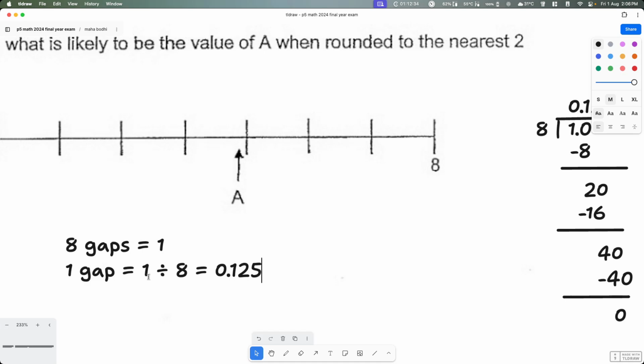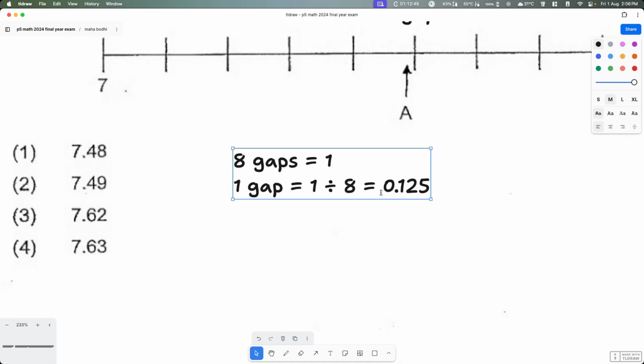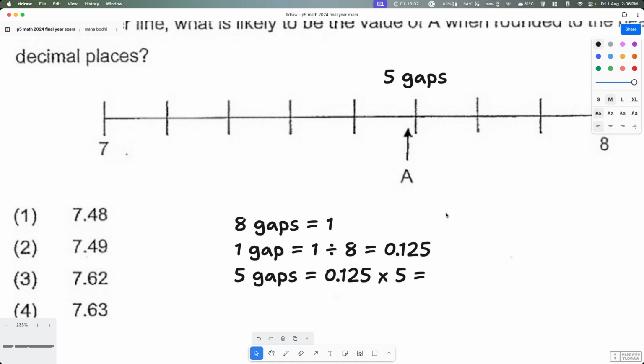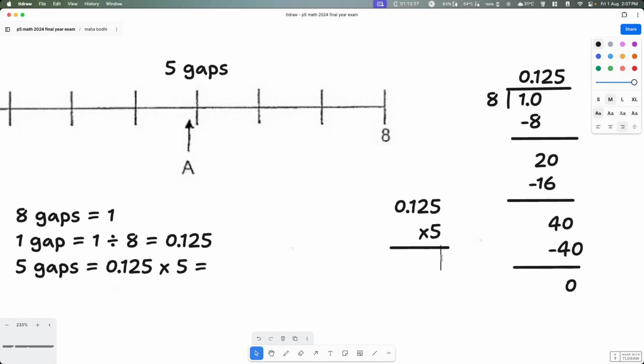So from 1 to A, how many gaps, right? A is very close to this. So this is 1 gap, 2 gap, 3 gap, 4 gap, 5 gap. So this is 5 gaps here in this case. So that means 5 gaps is equal to 0.125 times 5. Okay. So if you were to do multiplication, it will look something like this. Correct.